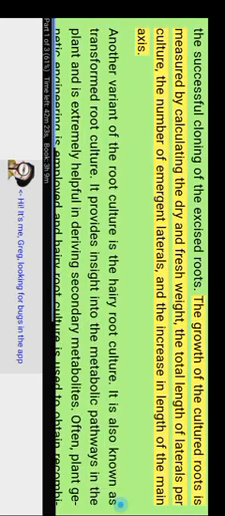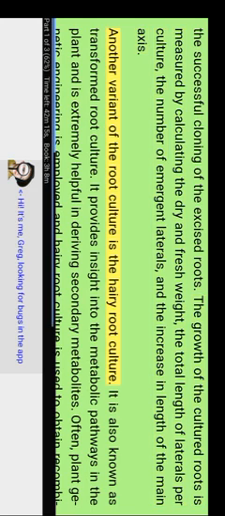The growth of the cultured roots is measured by calculating the dry and fresh weight, the total length of laterals per culture, the number of emergent laterals, and the increase in length of the main axis. Another variant of the root culture is the hairy root culture. It is also known as transformed root culture.